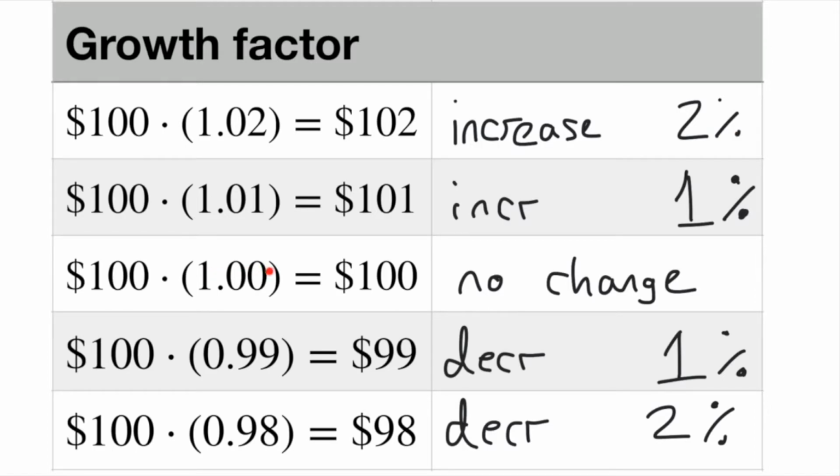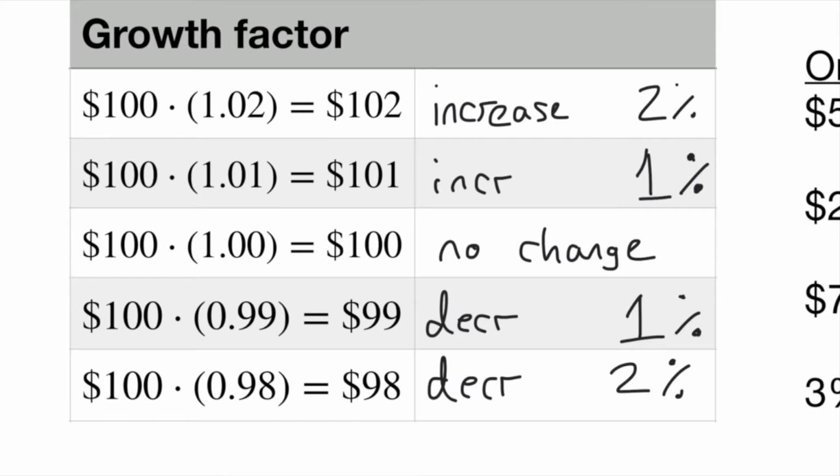Similarly, you could start with a 1, and then you could decrease that by 1% to get 0.99. Multiplying, you get $99. That's a 1% decrease. And also, you could do the same thing with a 2% decrease. $100 times 0.98 will give you $98.